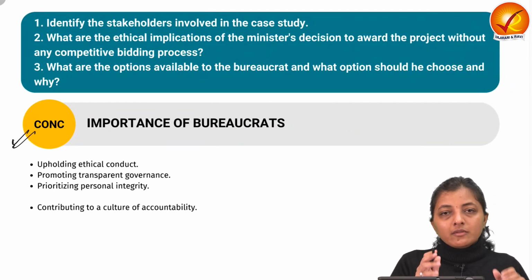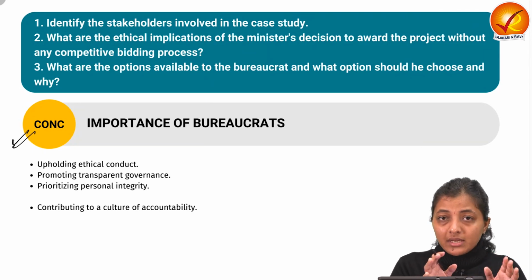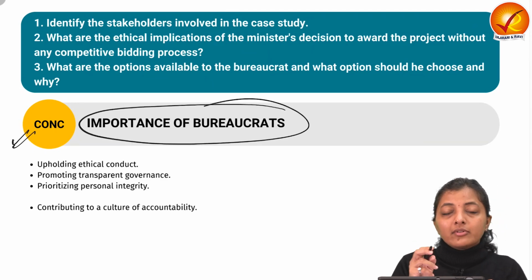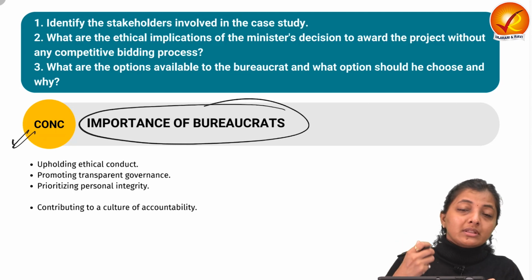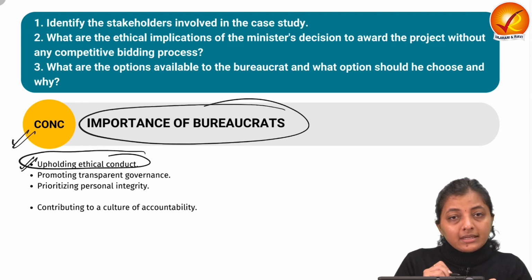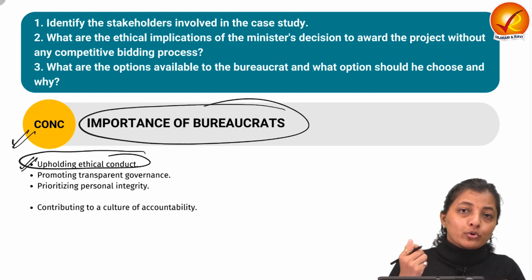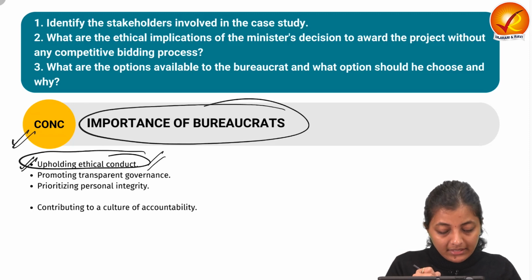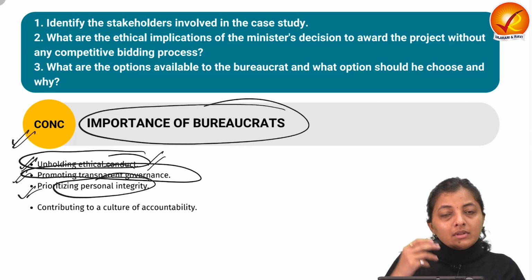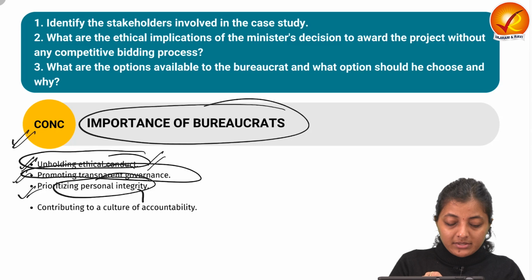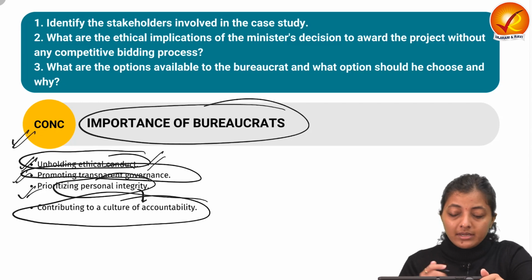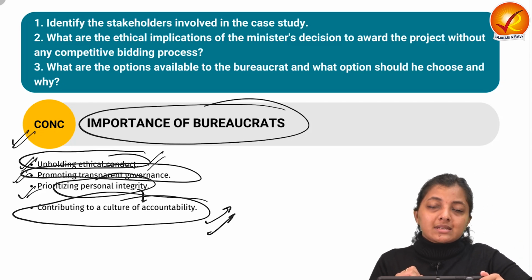Then in conclusion, what can you write? You can write the summary, whatever we have learned from this case study, or you can write the importance or the role of an ethical bureaucrat, or the bureaucrat with high moral grounds or high ethical standards. By upholding the ethical conduct, like by exposing it or by reporting to the anti-corruption bodies, he has upheld the ethical conduct. It helps in maintaining transparent governance, prioritizing personal integrity, and by prioritizing personal integrity, it helps in contributing to the work culture of transparency and accountability in professional institutions as well.